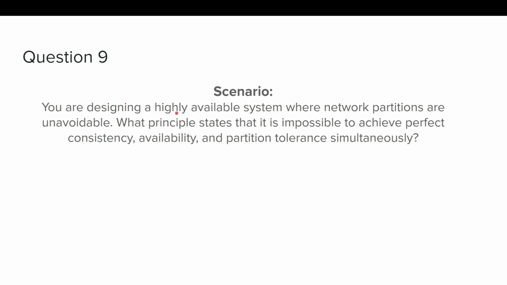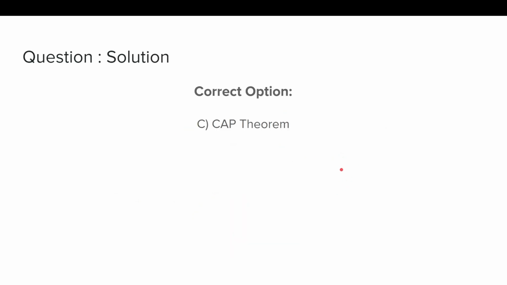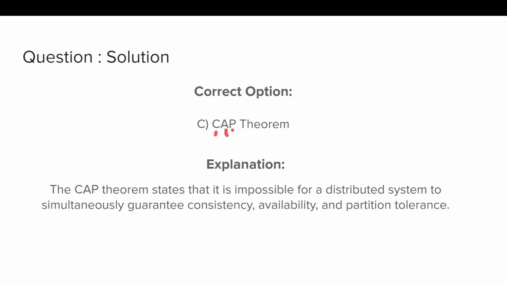You are designing a highly available system where network partitions are unavoidable. What principle states that it is impossible to achieve perfect consistency, availability and partition tolerance? A very classic example of a very classic theorem. Over here, you can try to think of it. The answer lies in the question only, and the right answer is CAP theorem. Consistency, availability, partition tolerance. What does it say? That it is impossible to achieve all the three things together. You have to understand this trade-off. It can be either CA, or AP, or CP. Three possible combinations.